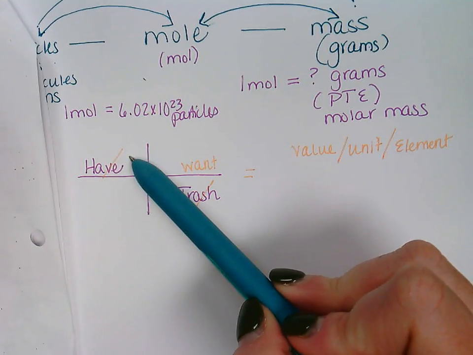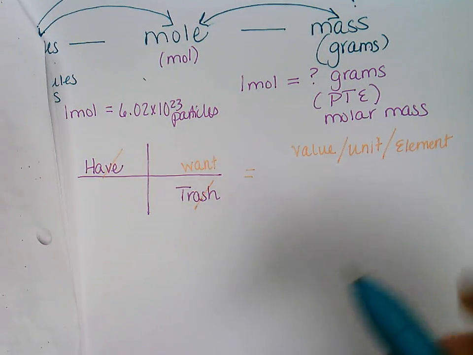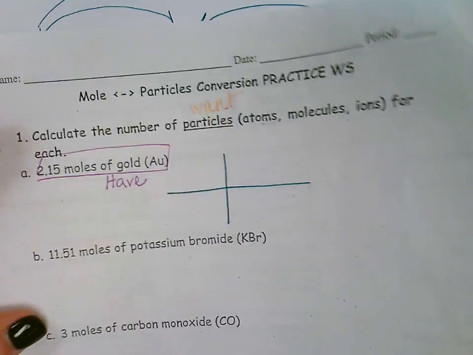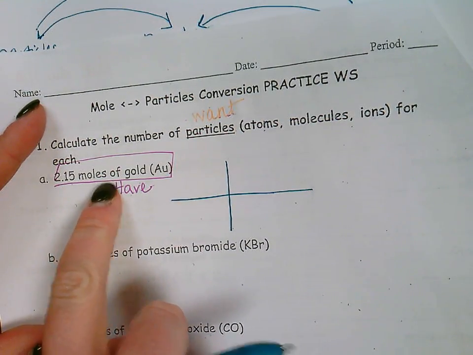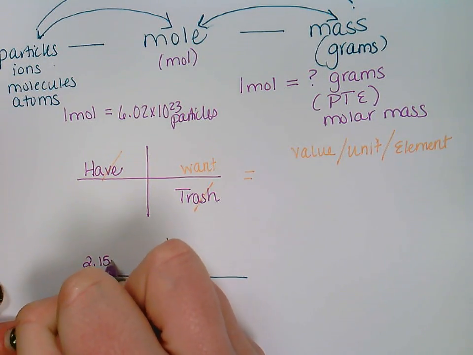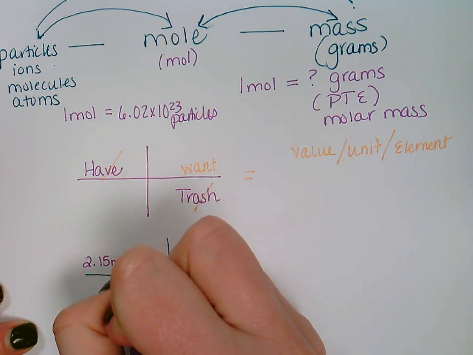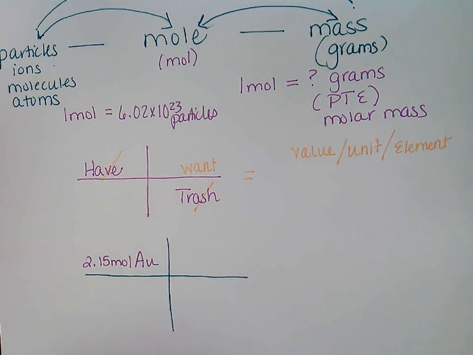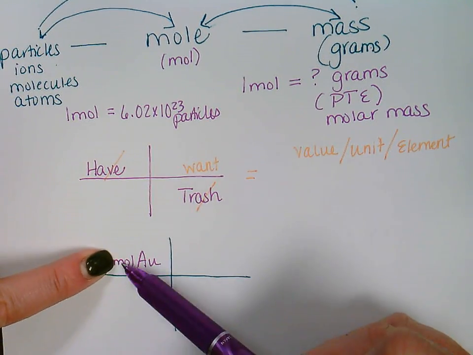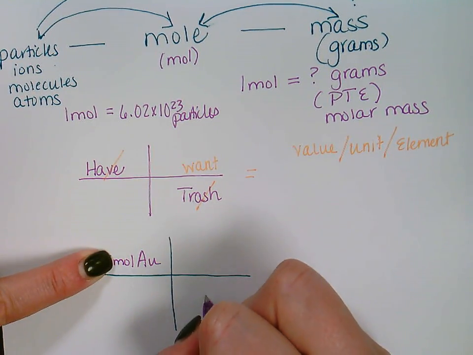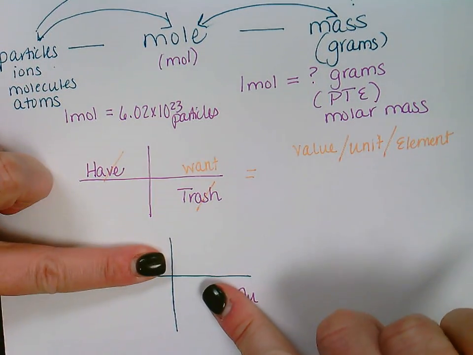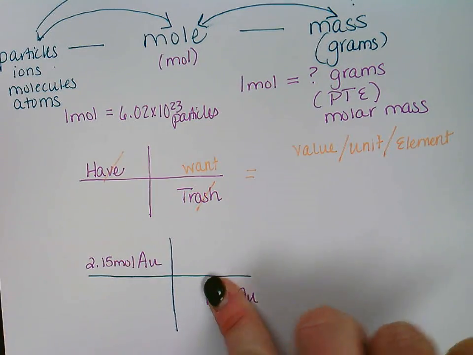And if you remember from our chart here, you have have, trash, and want. So what we have, what we're given, we have 2.15 moles of gold. So I'm going to write down 2.15 MOL, which is the abbreviation for moles, of gold, which is Au. Okay. Now, if I have that, I also have to put that in the trash. But I don't want to put the number in the trash. I just want to put my unit and my element in the trash. So I'm down here, I'm going to put moles of Au. And what that's going to do is let me cancel those two out so that I can get rid of it. Now I need to figure out what I want.